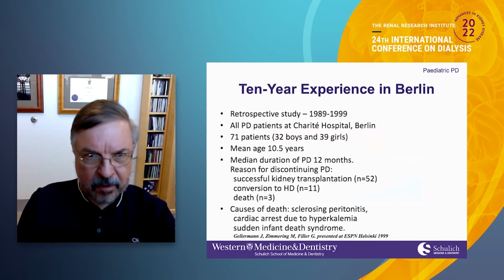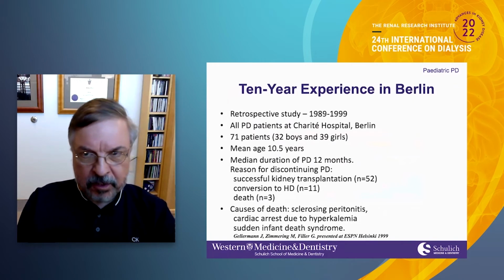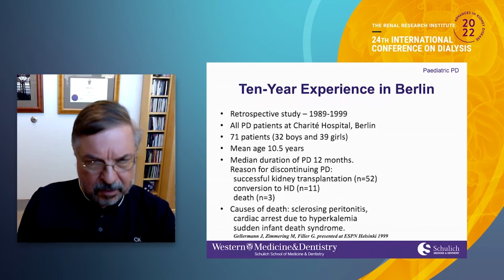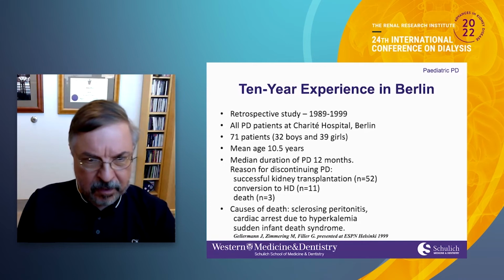So this is experience from before I moved to Canada in 1999, not having had access to the physiologic solutions. We dialyzed 71 patients with peritoneal dialysis with conventional solution. Mean age was 10 years, and the mean duration of PD was actually only 12 months. But we had, in most cases, fortunately been able to transplant them. 11 had to be converted to hemodialysis, and 3 were dead, unfortunately, and the leading cause was sclerosing peritonitis.